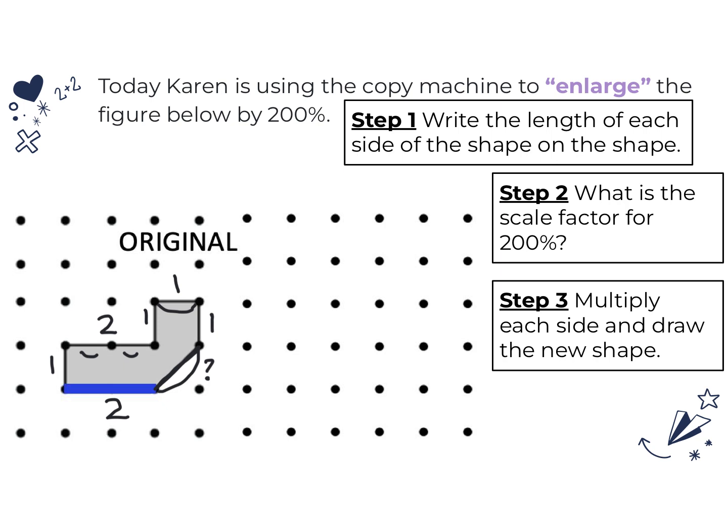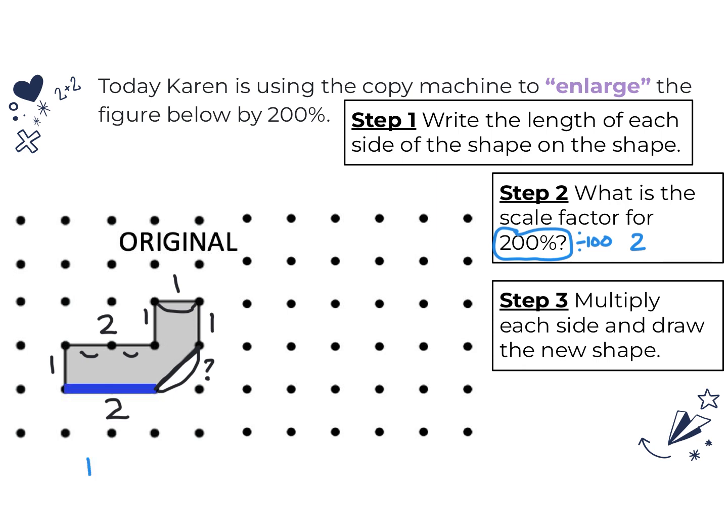So we want to know a scale factor for a multiplier of 200%. Do you remember that we're going to take that 200%? We're technically dividing it by 100, and that's going to give us 2. So our multiplier is going to be 2. All right? So what we want to do now is increase each one of the individual sides by a factor of 2.